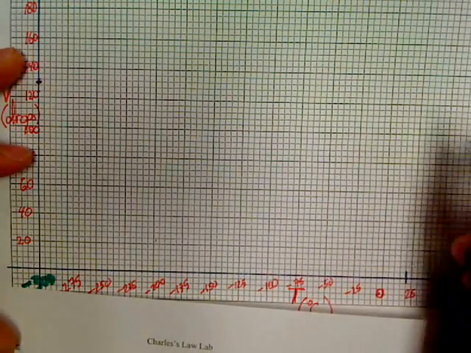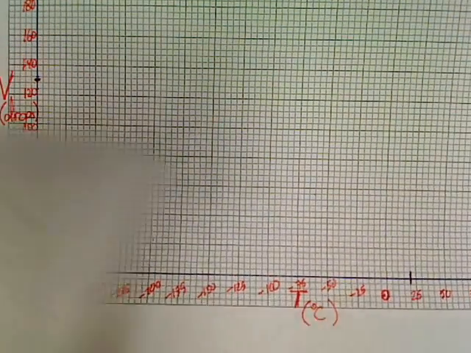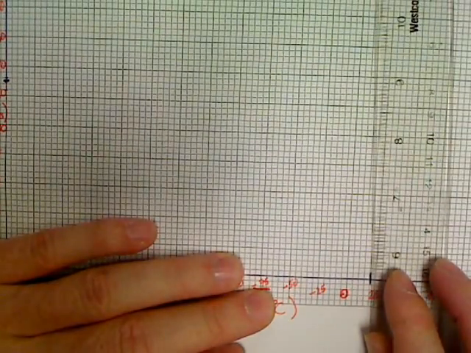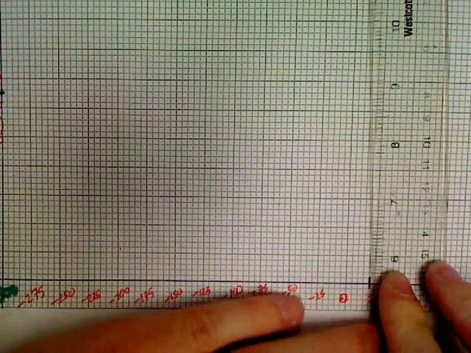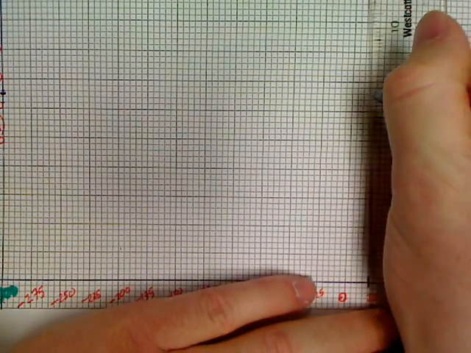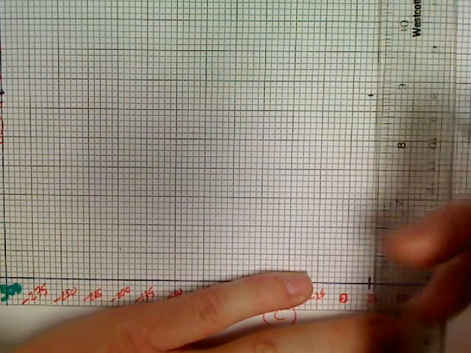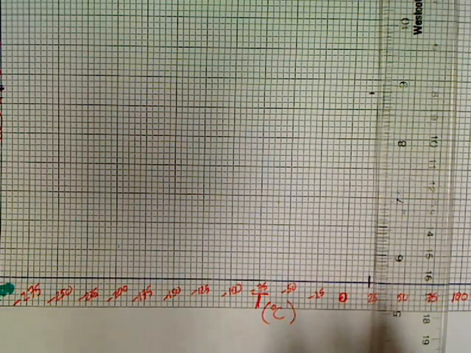So now I want to find where these lines meet. I'm going to actually use a ruler and lay it on top. So I'm going to put my ruler down here, and then I'm going to find where that line meets, and I'm going to put a small dot right there. And now I'm going to do my next one.